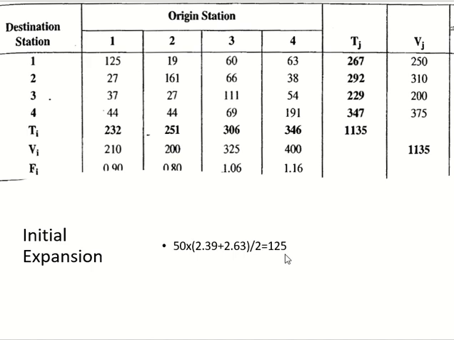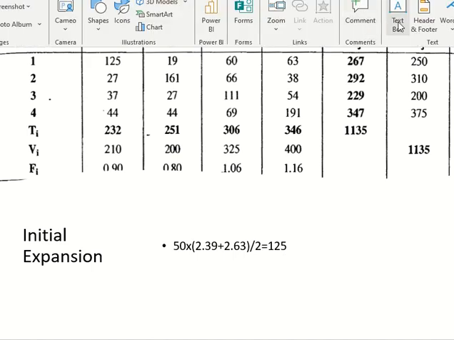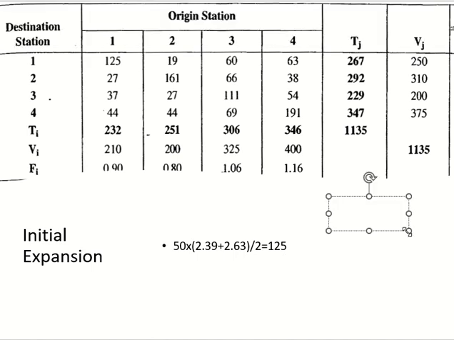So how did I get 0.9 here? First column, 210 divided by 230. Got it? Tell me, factor for the first row. What upon what? 250, the volume, upon 267. How much is it? 0.9. Okay, got it? Clear?